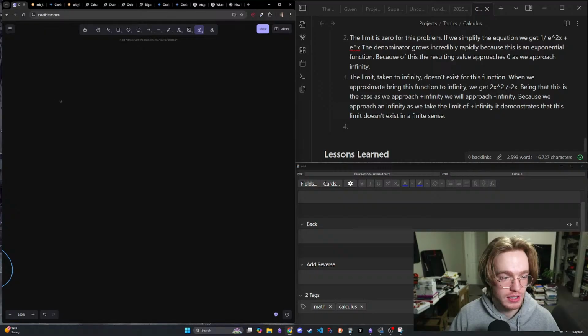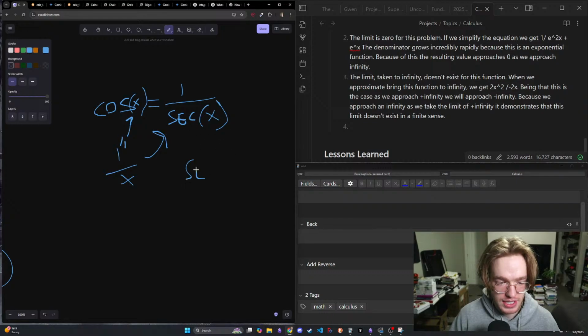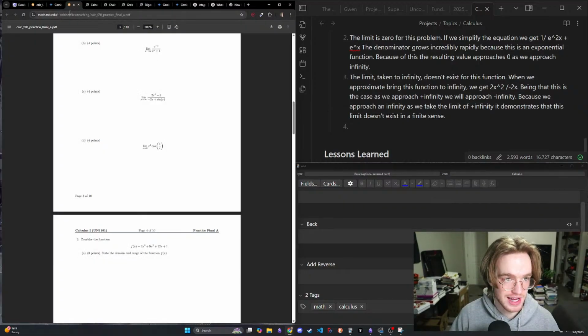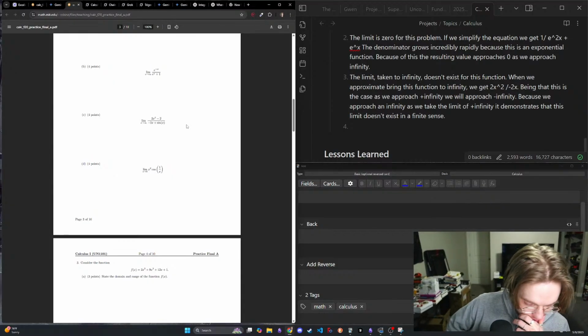So if we know the cosine of x is equal to 1 over the secant of x, I was thinking, oh, maybe this will help us. But the issue is that our x right here is equal to 1 over x. So even if we bump this down to the bottom here, we're still going to have the secant of 1 over x. So we're actually not helped in that sense for the situation. Okay, what other approaches could we use?